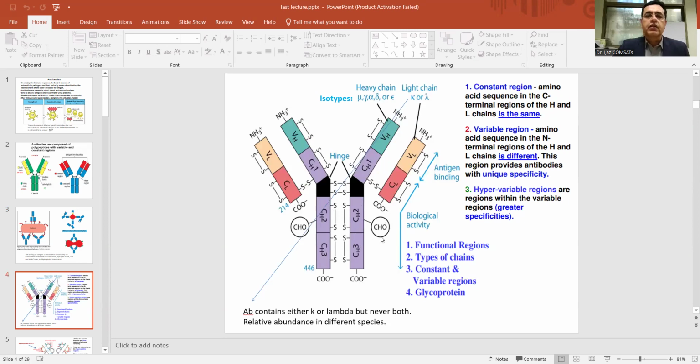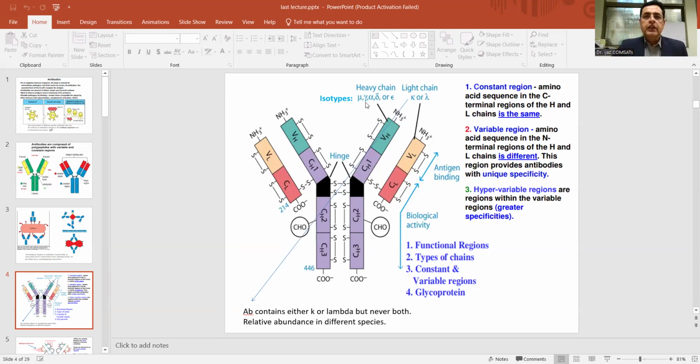Here you see the CHO, which indicates carbohydrates. The carbohydrates are attached to these heavy chains. And that's why I told you in the first lecture that these are glycosylated proteins, where glucose molecules or sugar molecules are attached to these antibodies. So the constant region also holds these glucose molecules.